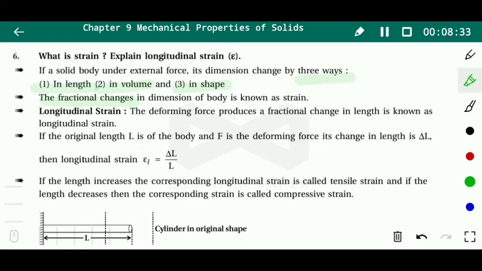Strain. So the longitudinal strain: the deforming force produces a fractional change in the length, which is known as the longitudinal strain. If the original length of the body is L and F is the deforming force, it changes the length by delta L, then the longitudinal strain is delta L by L. Okay.